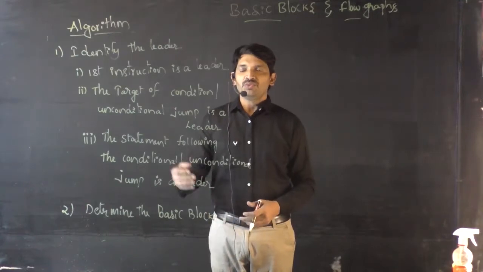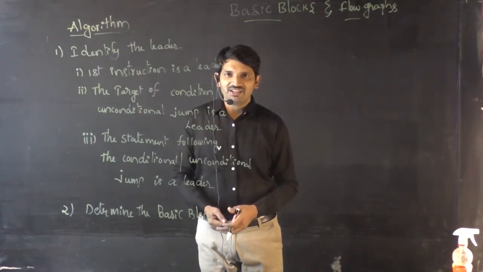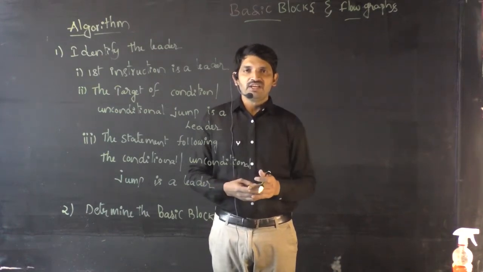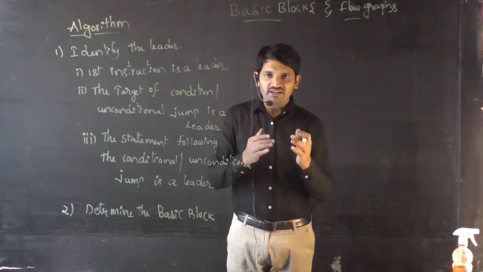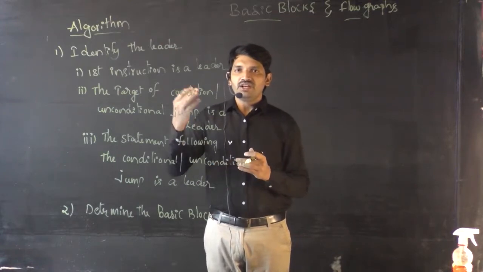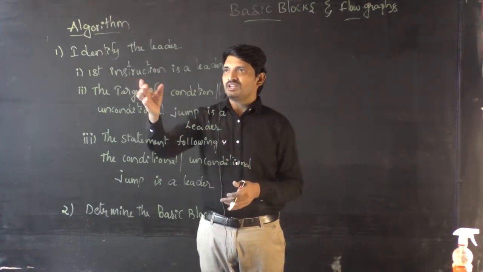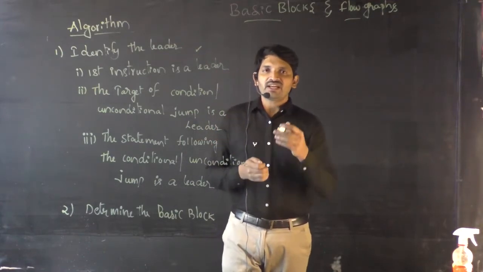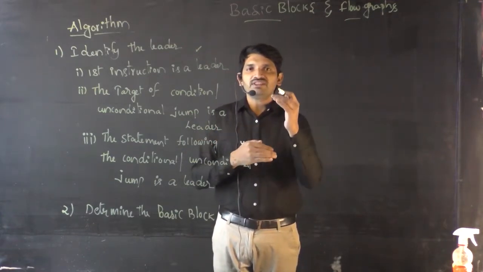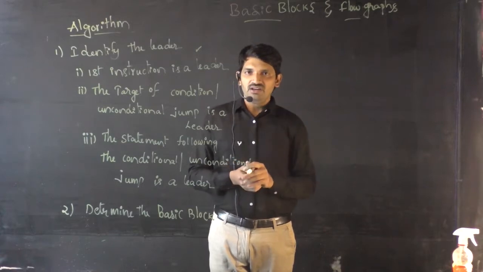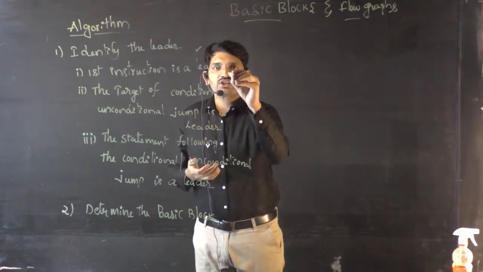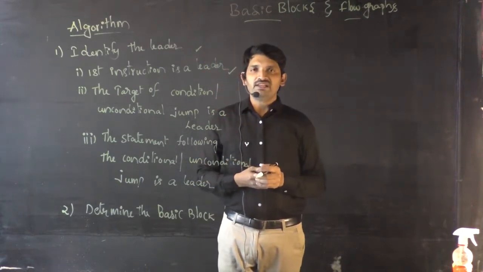Now we are going to discuss the algorithm used to construct the basic blocks, that means the algorithm which divides the given program into basic blocks. The first step is to identify the leader. This is the major point. In the given source code or 3 address code, we have to find the leaders. So who can be a leader? The first instruction of the program is a leader.